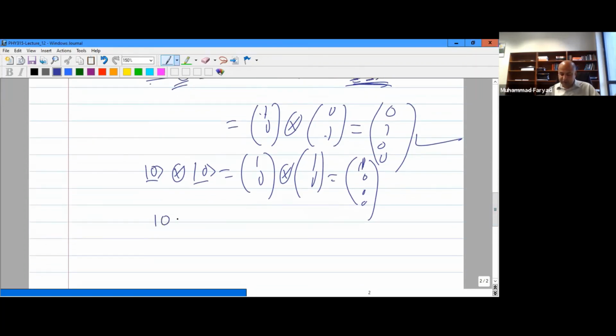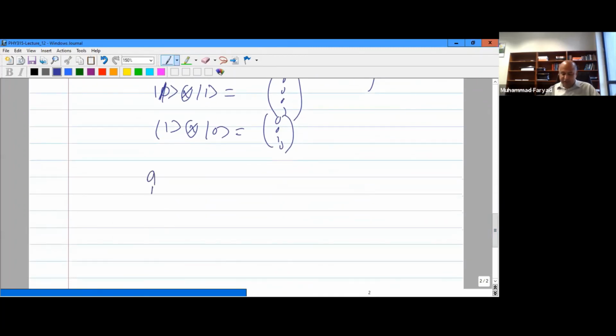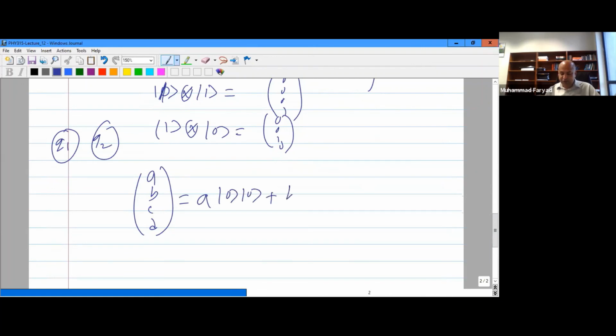Similarly, 1 tensor 1 comes out to be 0, 0, 0, 1, and 1 tensor 0 comes out to be 0, 0, 1, 0. So it means an arbitrary state A, B, C, D of a 2 qubit system. Let's say you have qubit 1 here, qubit 2 here, and their arbitrary state A, B, C, D can be written as A times 0 0, plus B times 0 1, plus C times 1 0, plus D times 0 0. So these tensor products of the basis states can be used to write any general joint state of this 2 qubit system.